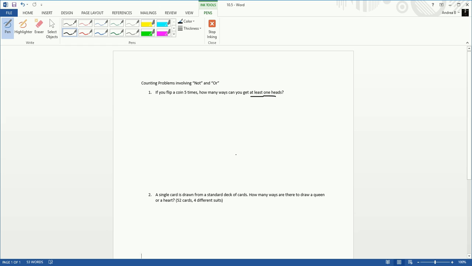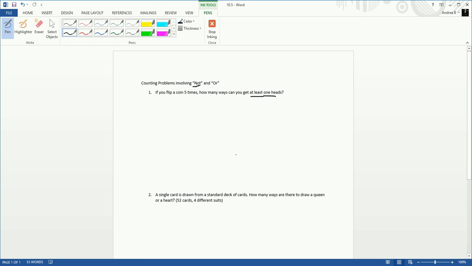So rather than going through and listing all of those out, the easier way to do this is to use the complement of that statement, or in other words, the not of that statement, the opposite of that statement. So the opposite of at least one heads would be no heads. So in other words, where you get all tails whenever you flip the coin.